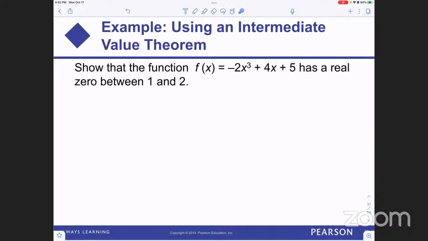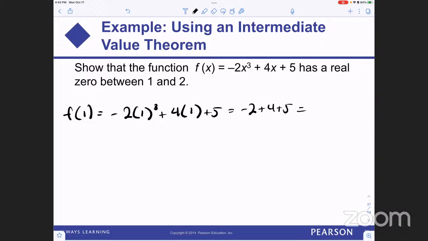All right, this will be it here. So in order to show that this polynomial has a real 0 between 1 and 2, we're going to evaluate when x is 1 and get a result, and evaluate when x is 2 and get a result. As long as they have opposite signs, then there has to be a 0 or an x-intercept between x equals 1 and x equals 2, right? So when x is 1, negative 2 times 1 cubed plus 4 times 1 plus 5, negative 2 plus 4 plus 5 is 7. It's positive.